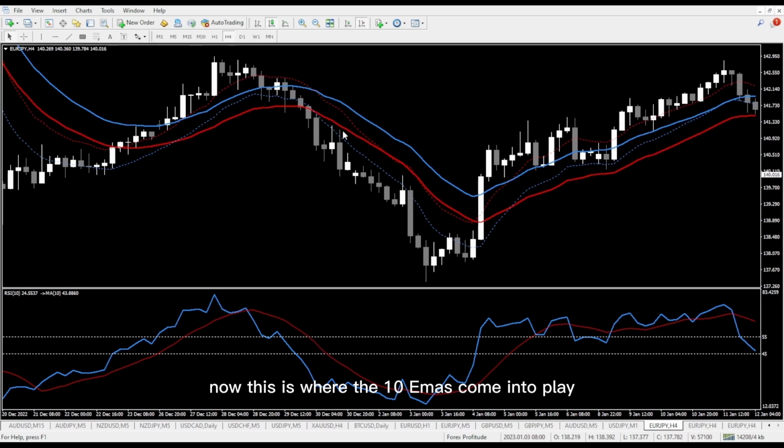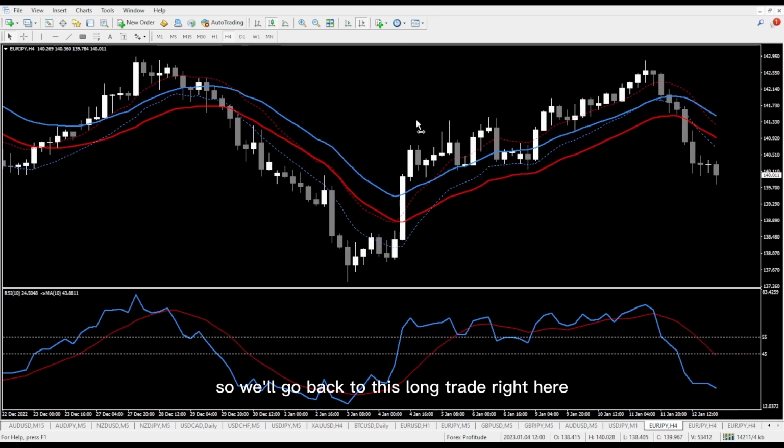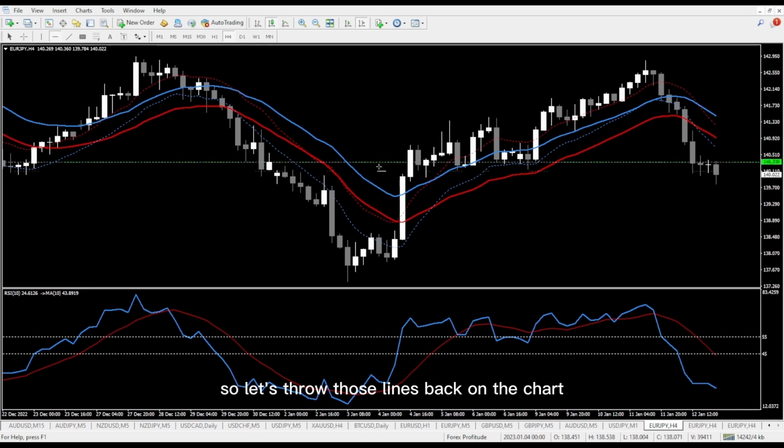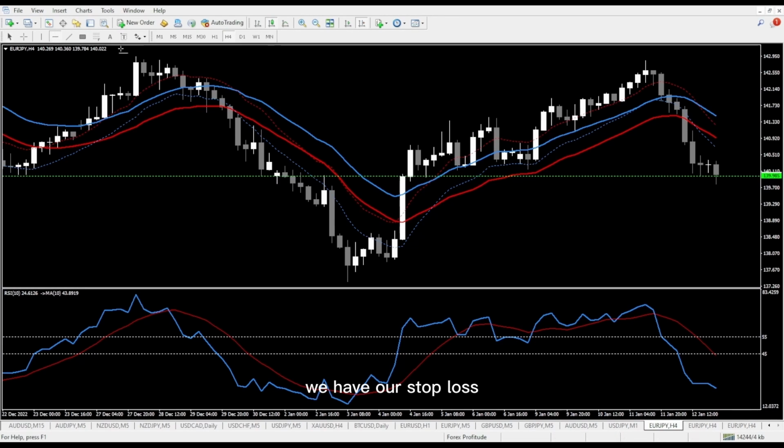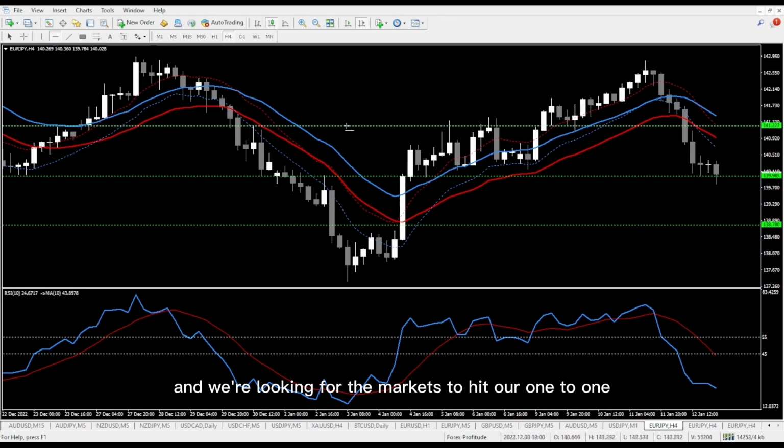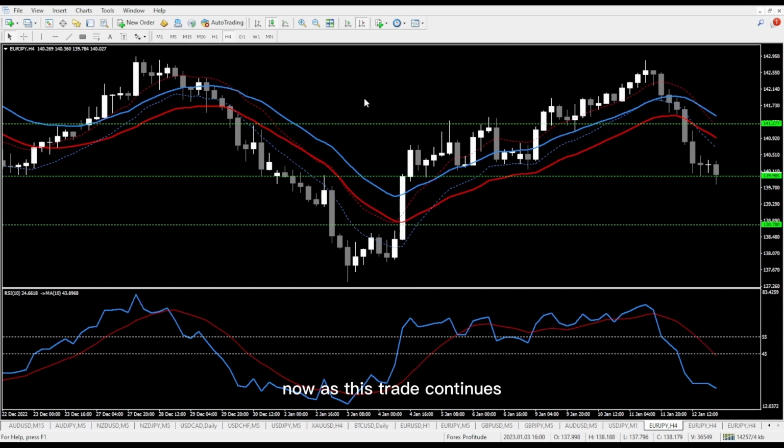Now, this is where the 10 EMAs come into play. So we'll go back to this long trade right here, and we're going to manage the trade. And when you manage the trade, you're essentially trailing your stop. You're going to reduce the risk on your trade. So let's throw those lines back on the chart. We've got our entry, we have our stop loss, and we're looking for the market to hit our one-to-one. Now, as this trade continues, as this trade moves, we're going to want to reduce the risk on this trade.